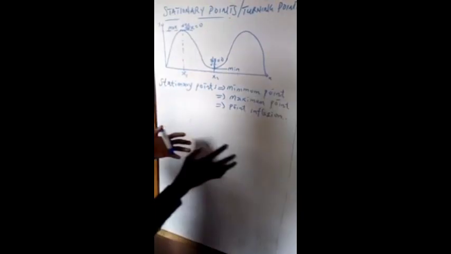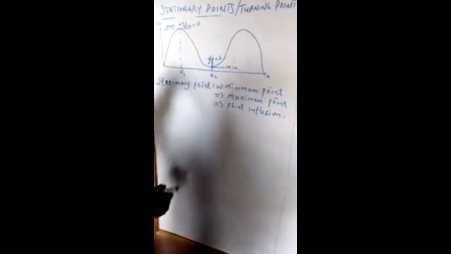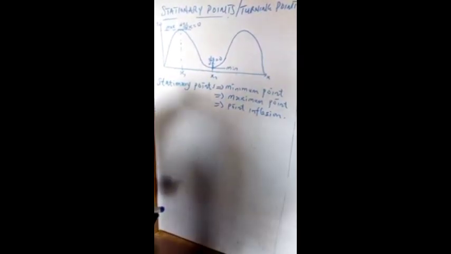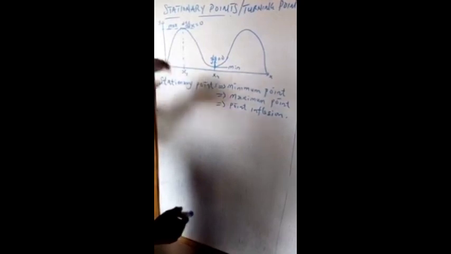We are not going to dwell more on that, but we are going to focus more on the minimum point and maximum point. Now, when we are talking of the maximum point, at these 2 points, the dy/dx is going to be 0.